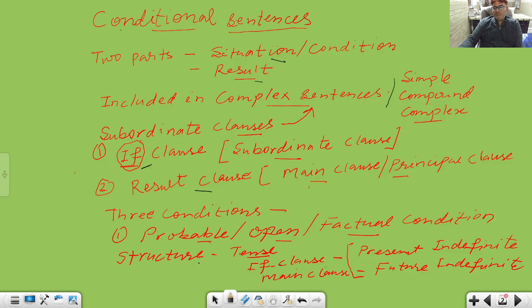In the if clause, present indefinite tense is used, and in the main clause, that is the result clause, future indefinite tense is used. So this is the structure, or the division of the tense of the verb, that we are supposed to use in both the parts. The if clause takes present indefinite tense and the main clause takes future indefinite tense.